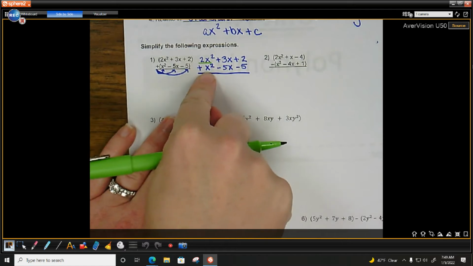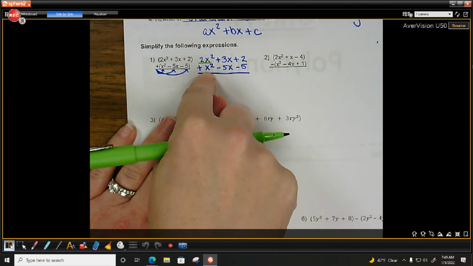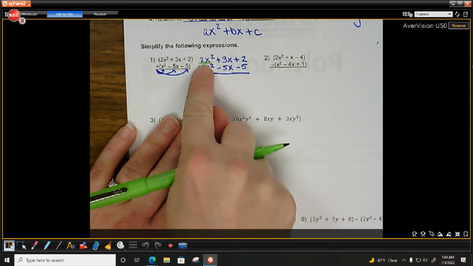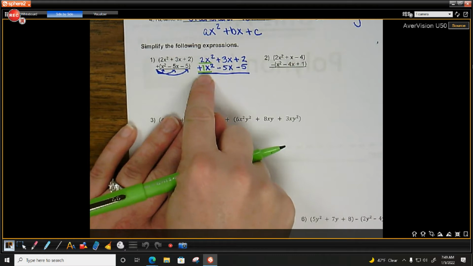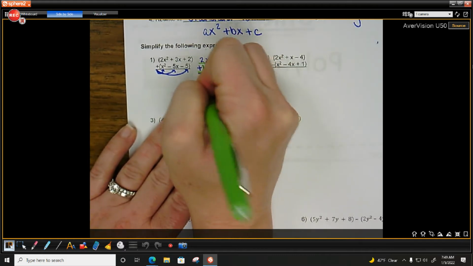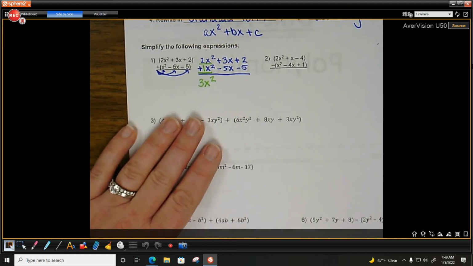Right below it, right? This one doesn't have a coefficient, so it has an understood coefficient of what? 1. So I'm going to put a 1 there. So what's 2x squared plus another x squared? 3x squared. Remember, when you're adding and subtracting terms, the exponents do not change. Okay?